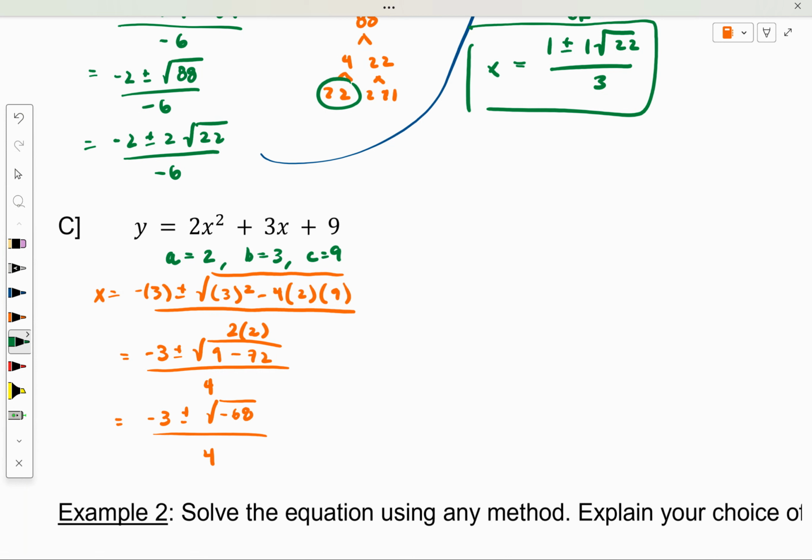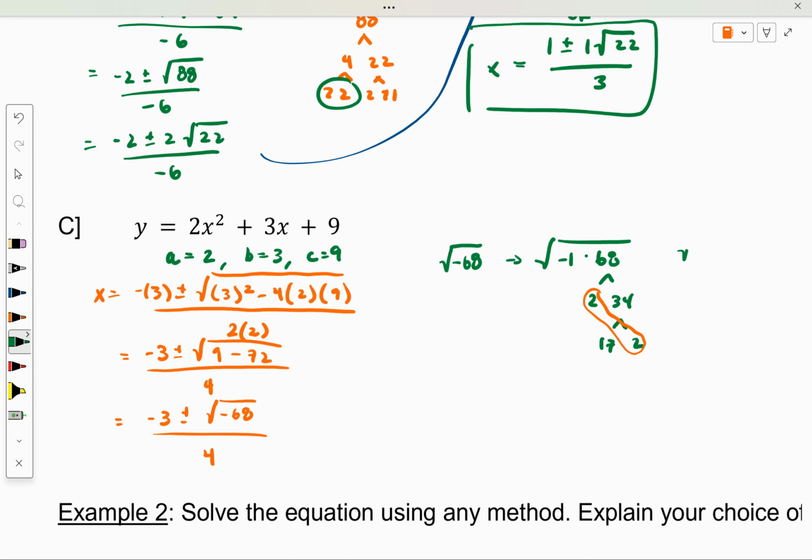So I know I talked about it a little bit, but here to do the square root of a negative number, I'm going to break it down into the square root of negative 1 times 68. Then I'm going to square root or find the pairs for 68. So there's 2 times 34. And then for 34, there's 17 and 2. So there is a pair here with the 2's, so I could take that out.